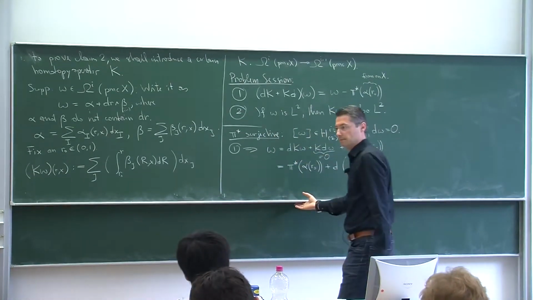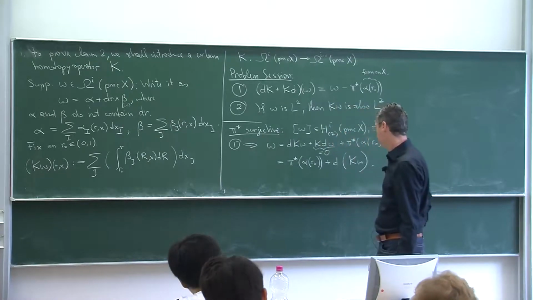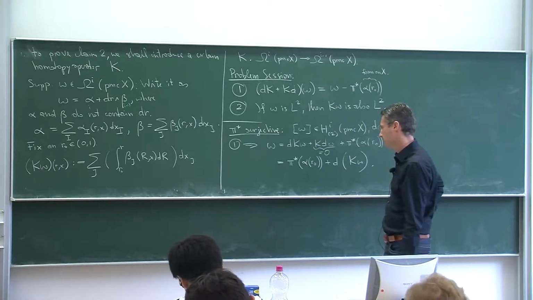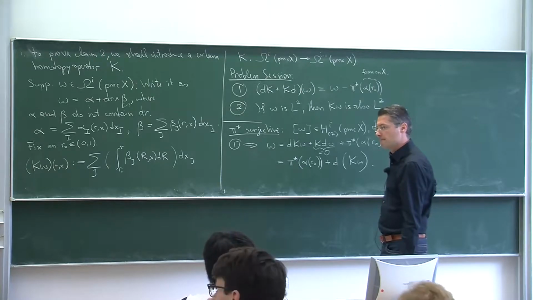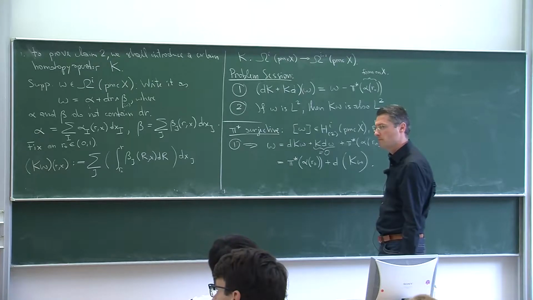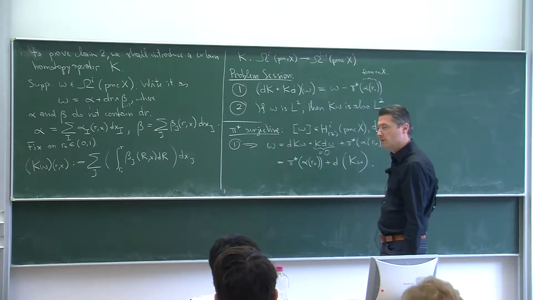Now, yes, something. You assume that each class in H2 can be represented by an element in Omega 2 without parentheses, right? Right. A smooth L2 form. Right.